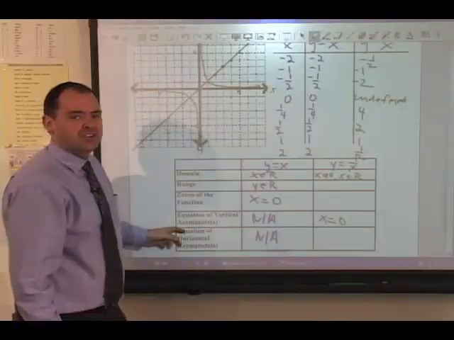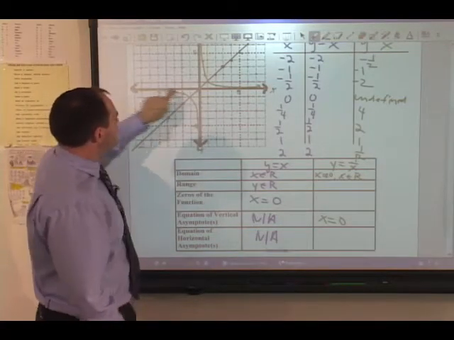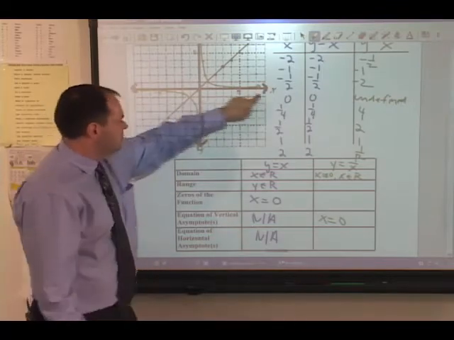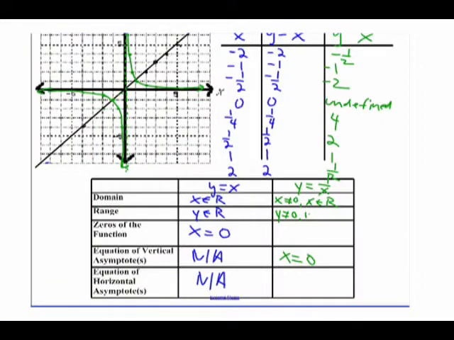The range of the function, from looking at it, is all values of y except one value of y. Y cannot be 0. That's my range. Y cannot be 0, but it can be anything else. And what's going on at y equals 0? From my graph, I can see that I have a horizontal asymptote. So the equation of my horizontal asymptote is y equals 0. And there were no x-intercept zeros of the function for the reciprocal function.